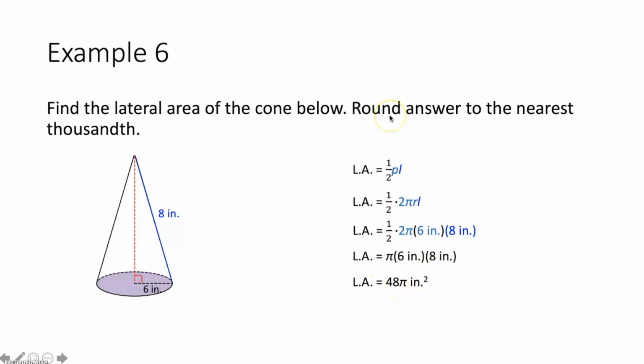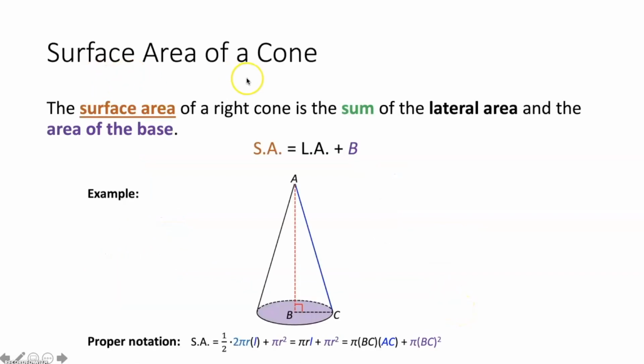But because this isn't asking for the exact lateral area, it's asking for you to round your answer to the nearest thousandth. So in your calculator, you're going to multiply 48 and pi, and you're going to round to 3 decimal places, and you get that the approximate lateral area of this cone over here is 150.796 inches squared, or square inches. Now let's talk about the surface area of a cone.